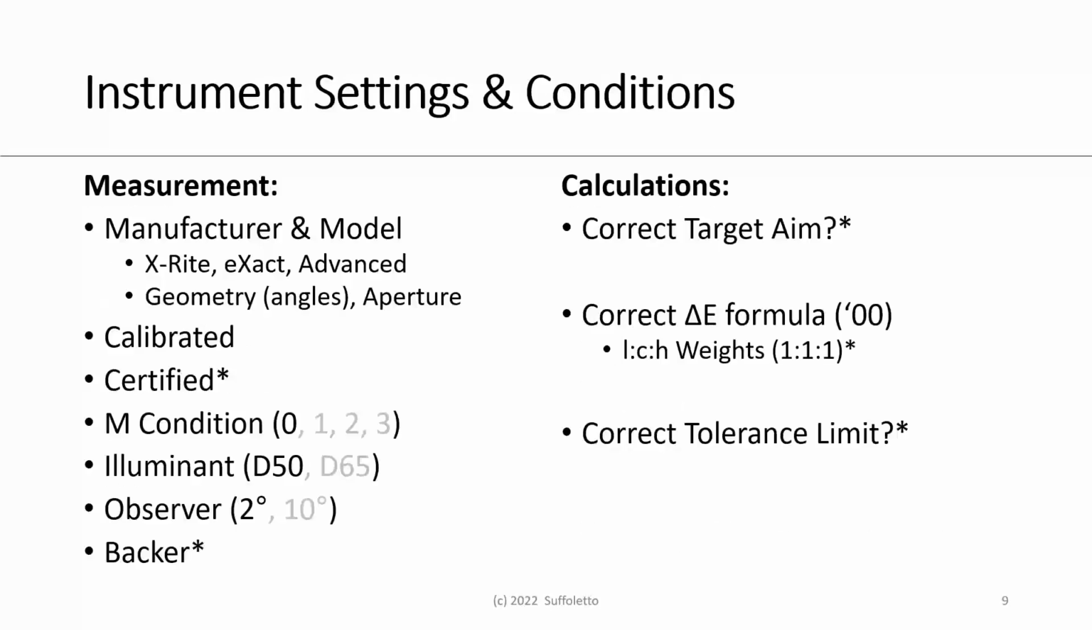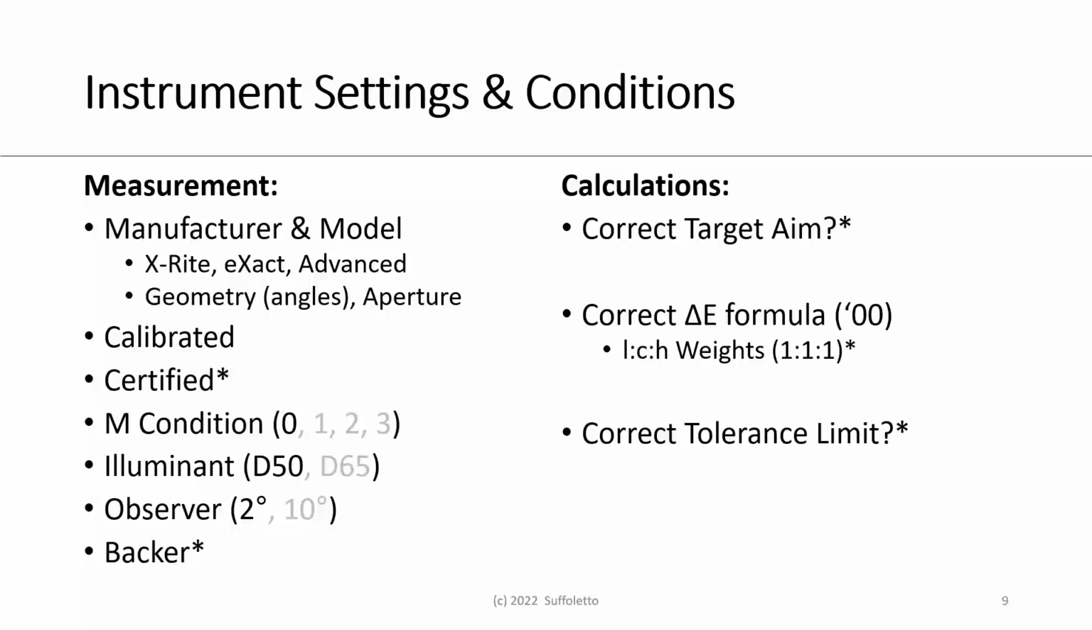Let's talk more about the settings and conditions of your instrument. Depending on your sample, you want to make sure you use a 0/45 geometry on smooth surfaces. A 2 millimeter aperture is fine for 133 or finer LPIs. You have your M condition. M0 is legacy or incandescent. M1 is daylight. M2 is daylight with UV cut filtration. And M3 is polarization. If you buy the eXact XP model, M3 is not available.